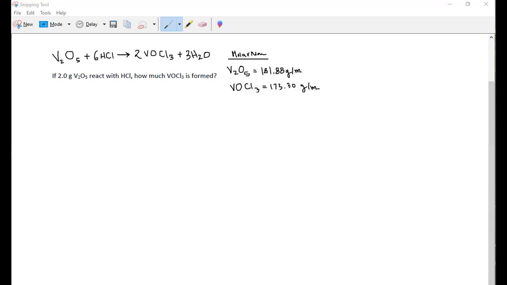So this example here is very illustrative of how questions and their wording can throw you off. We're given a reaction here, and we're asked if a particular amount of grams of a particular compound reacts with another compound, how much product is formed. And that product, of course, is yet another compound. So in this case, it's if 2 grams of V2O5 react with HCl, how much VOCl3 is formed?